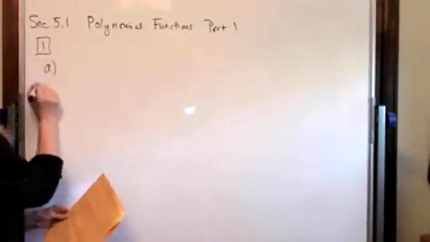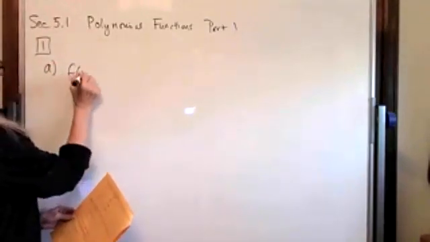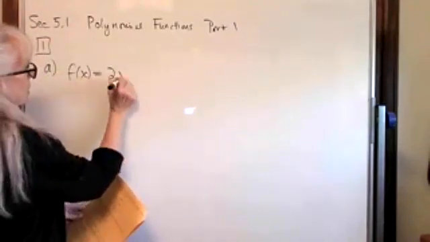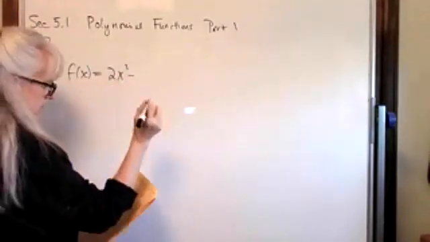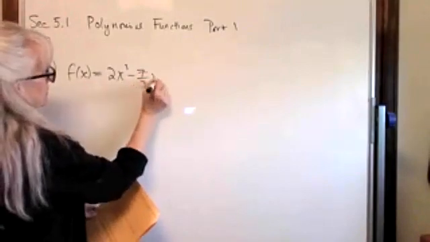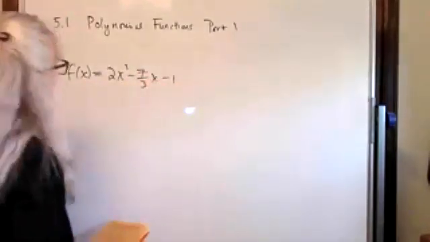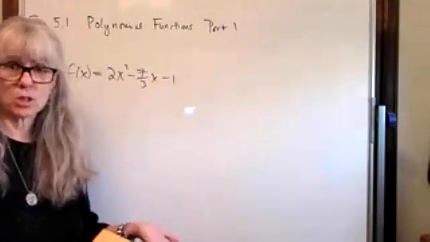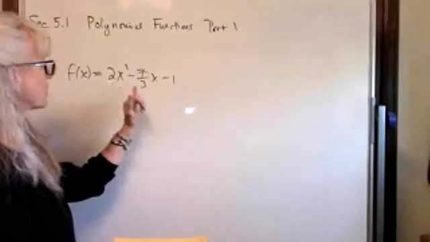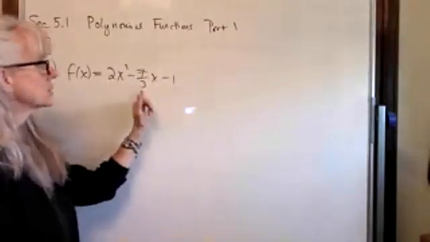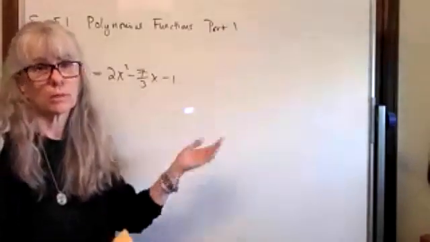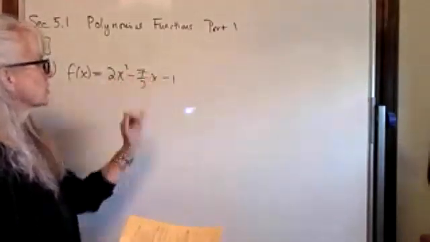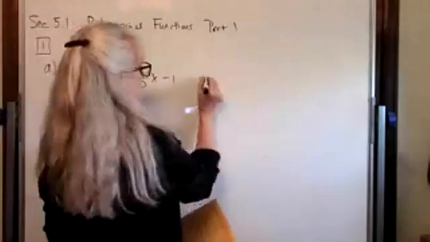So example A says f of x is equal to 2x to the third minus 7/3 x minus 1. So the question is, is this a polynomial? Well, the answer is yes. It fits our definition of a polynomial. In other words, the coefficients are real numbers, which they are. So 7/3 is still a real number, right? It's a fraction, but it's a real number. And the exponents are whole numbers. So it's a polynomial, so yes.